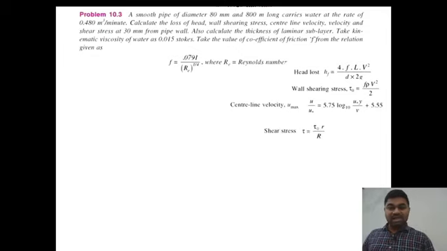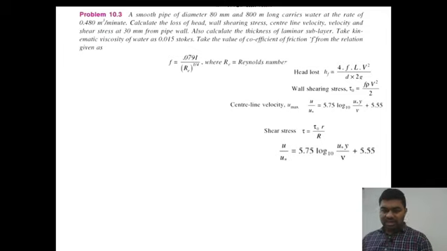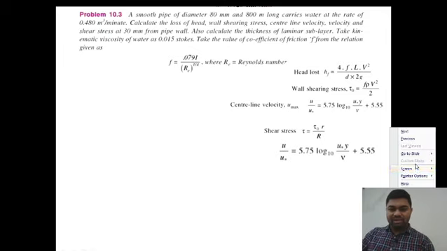Next, the shear stress at 30 mm from the pipe wall. We will calculate it by tau is equal to tau naught r by capital R. The velocity formula is the same as we have discussed above: U by U star is equal to 5.75 log to the base 10 of U star y by nu, plus 5.55.